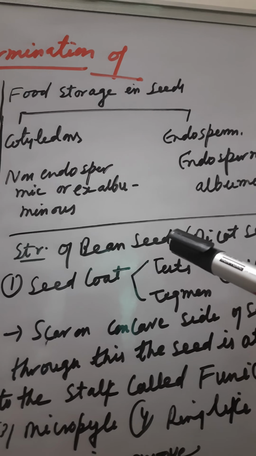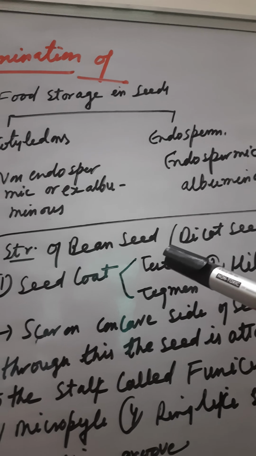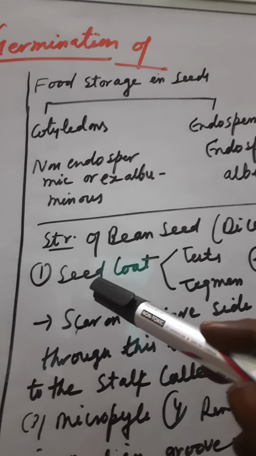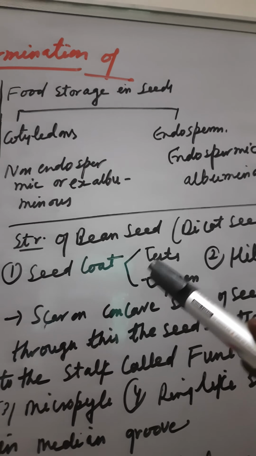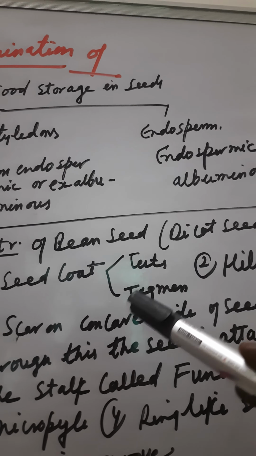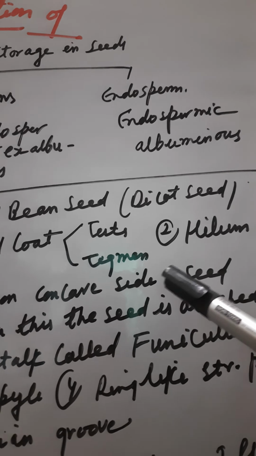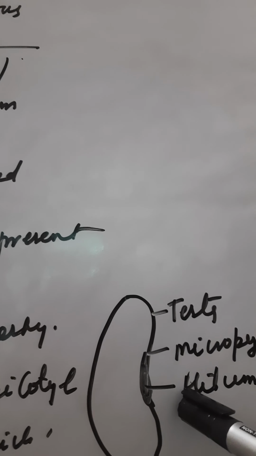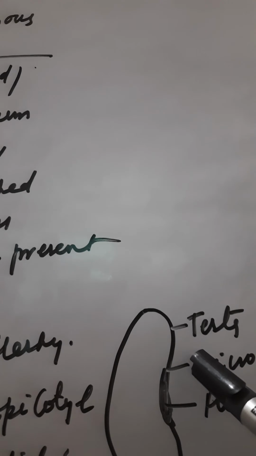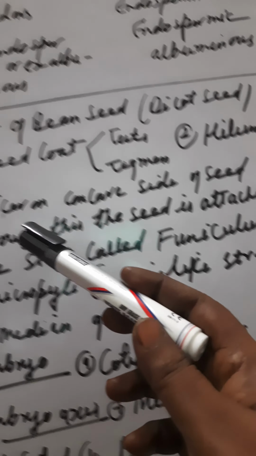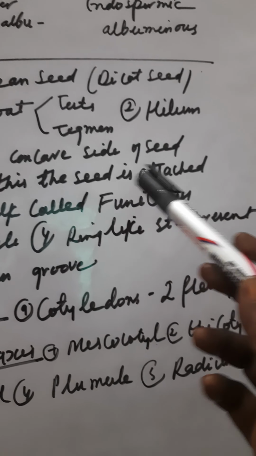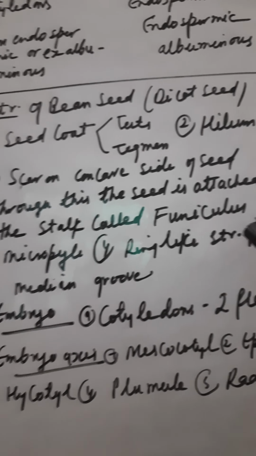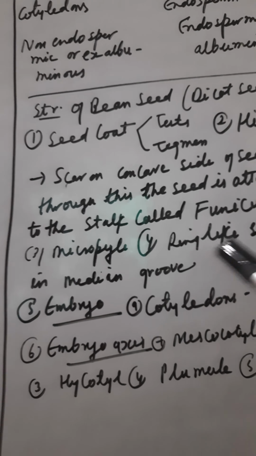Now the structure of the bean seed. The bean seed is a dicot seed, and it has the seed coat as testa and tegmen. Testa is the outer covering and tegmen is situated below the testa. Then the hilum is the scar-like structure. Here you can see this is the hilum, and below the hilum the micropyle is situated. This is the testa. Now the scar on the concave side of the seed, through this the seed is attached to the stalk, which is called the funiculus.